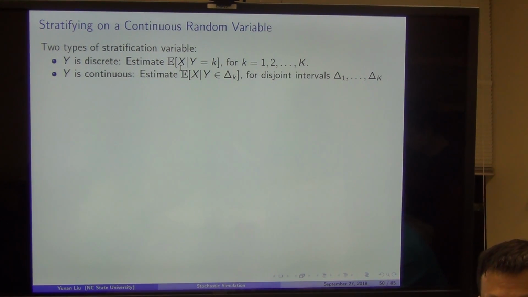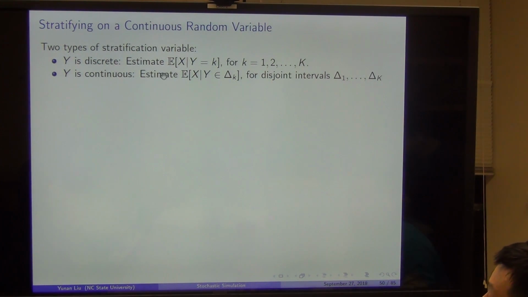So meaning that y has a probability mass, the probability y is equal to small yi is equal to pi. What if y is continuous? We can still do this. In the discrete case, we need to be able to estimate E of X given Y equals k. So when Y equals k, you simulate IID copies of X and you average, and you get this sample mean estimator for this guy.